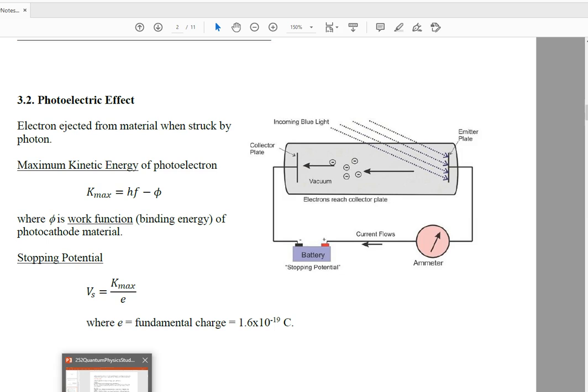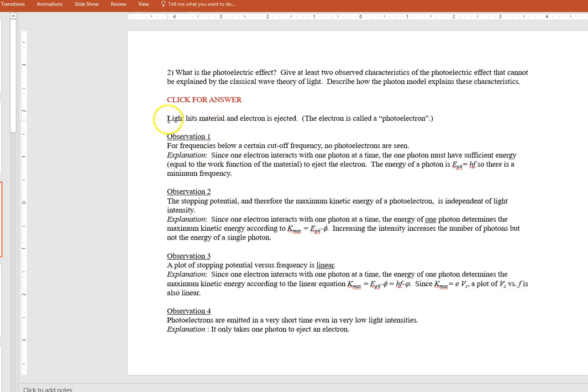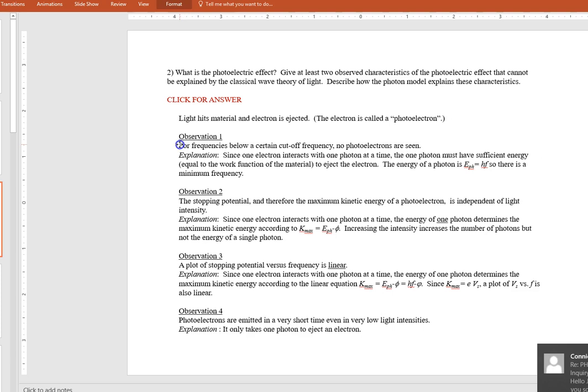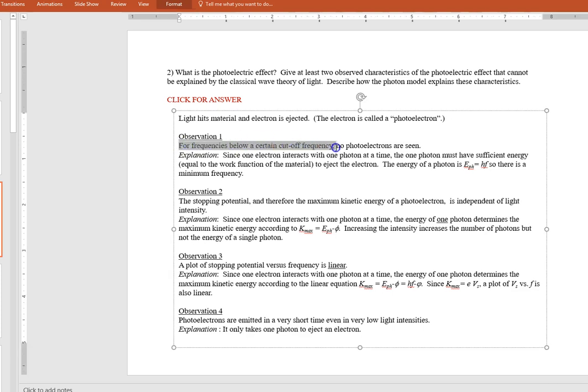In this video, we'll just focus on why the wave model can explain them, and in the next video, we'll actually develop the photon model's explanation of what's happening and see why the photon model successfully explains these observations. Okay, so the first observation is for frequencies below a certain cutoff frequency, no photoelectrons are seen.